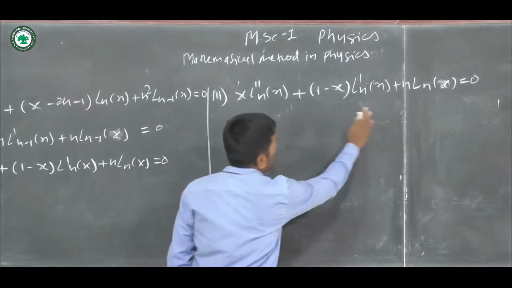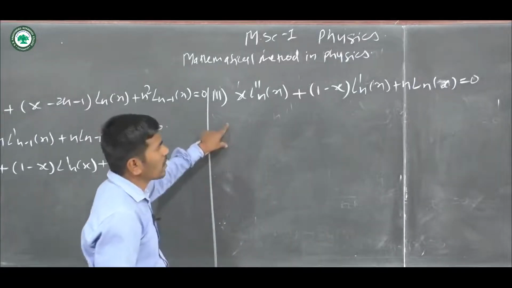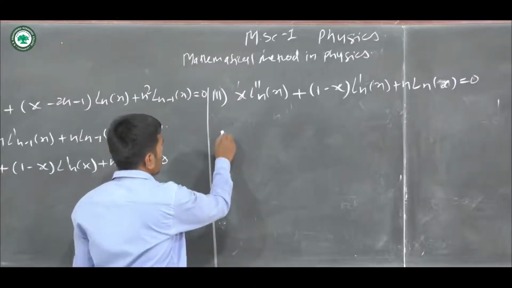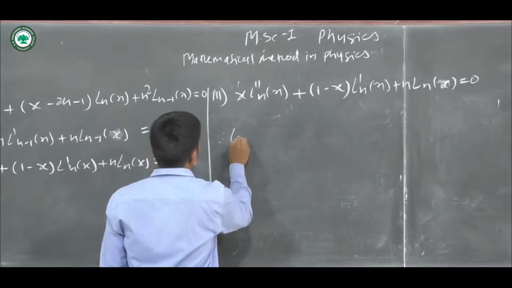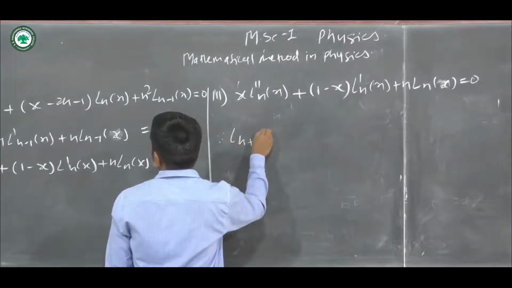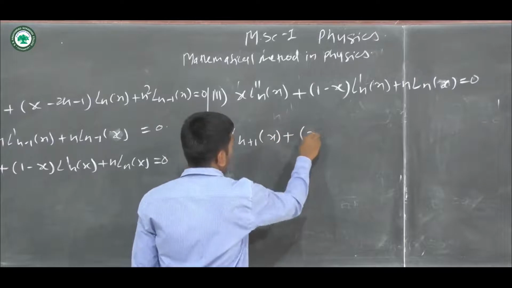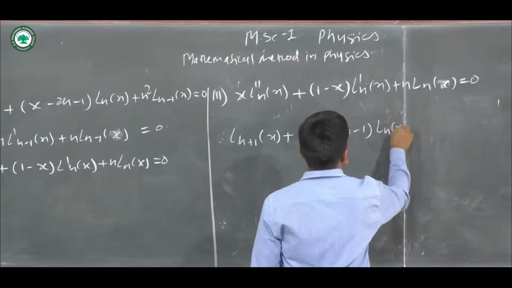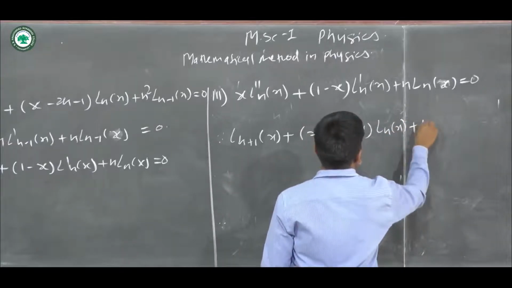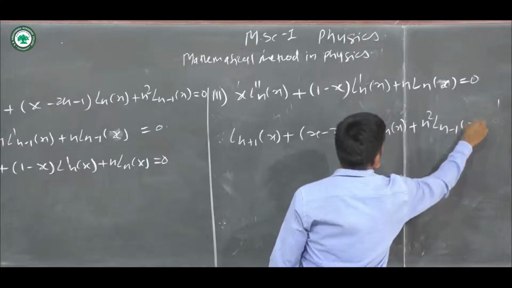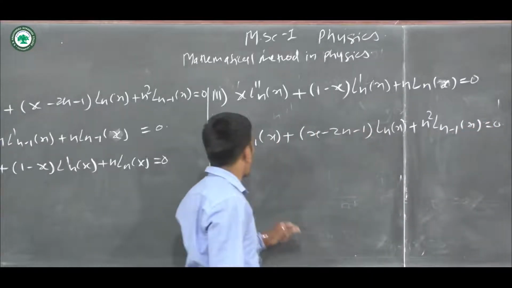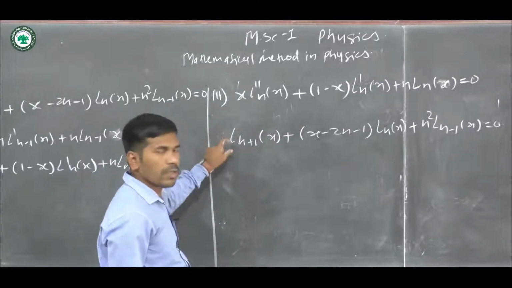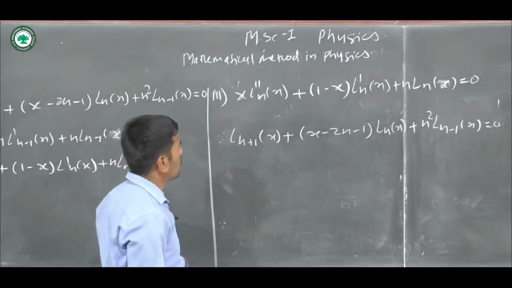So here we are going to use the first and second recursion relations to prove this third one. Okay, so first we know the first recursion relation is L_{n+1}(x) plus (x minus 2n minus 1) L_n(x) plus n square L_{n-1}(x) is equal to 0. Okay, this is the first recursion relation. So by using this first recursion relation, we are going to solve this third one.